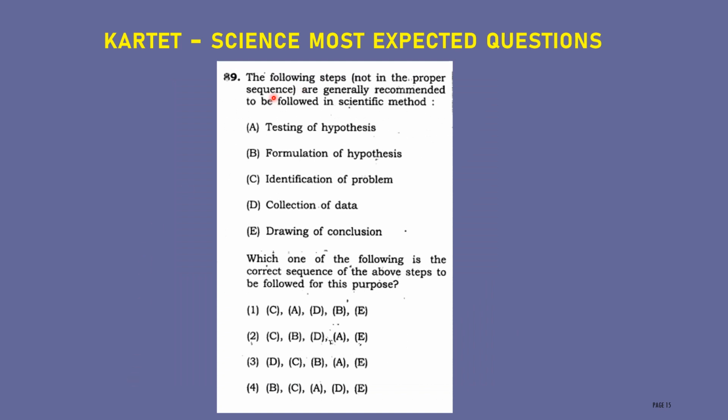Next question, the following steps are not in the proper sequence generally recommended to be followed in the scientific method. When you want to solve a problem depending upon the scientific method, which steps will you follow? Here they have given the wrong sequence, but you have to prescribe the proper one. They are asking the question. First, in the scientific method, you have to identify the problem. Identification of problem. When you read the question, first you have to identify the problem. What is the problem? Then how can we solve it?